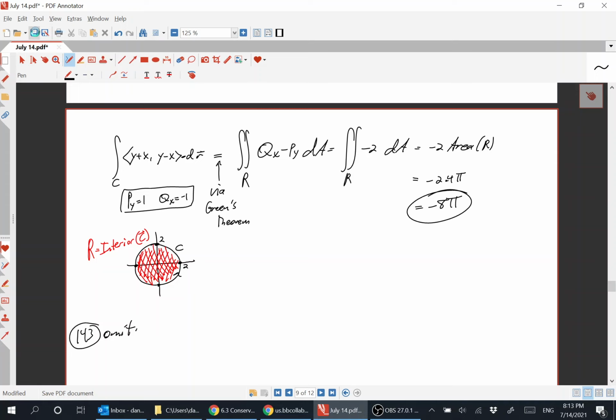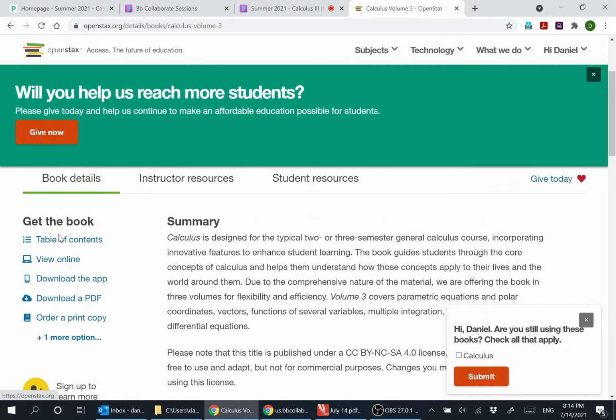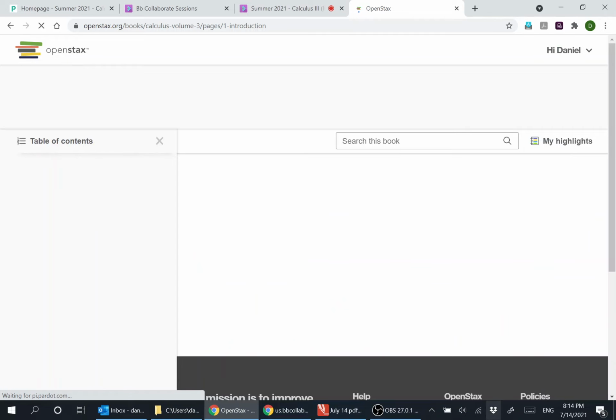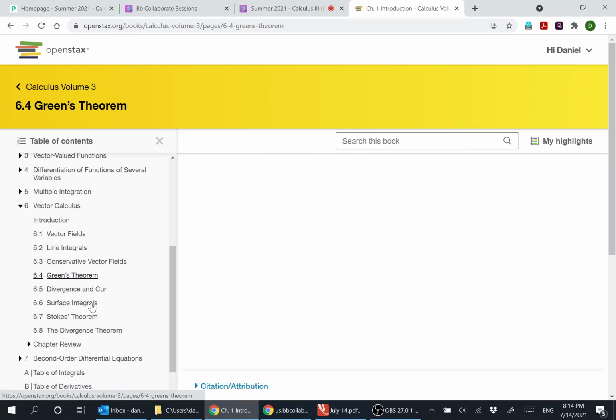All right. Going on to section 6.4, which is on Green's theorem. So we start with number 140. Let's see, table of, no, shoot, hit the wrong button. Green's theorem.